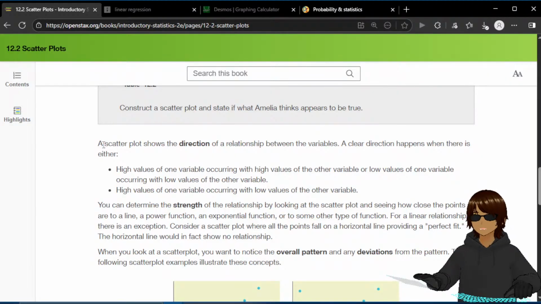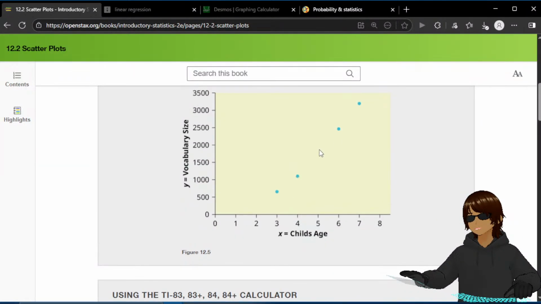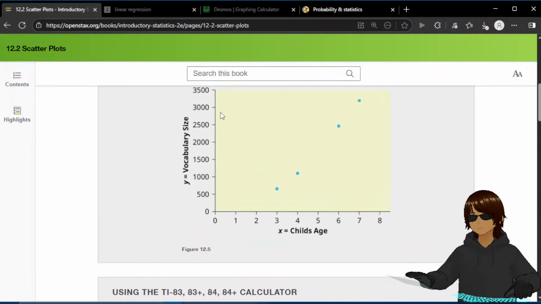A scatter plot shows the direction of a relationship between the variables. A clear direction happens when there are either high values of one variable occurring with high values of the other variable, or low values of one occurring with low values of the other. So over here, there's clearly a direction. There can also be an inverse direction going downwards.